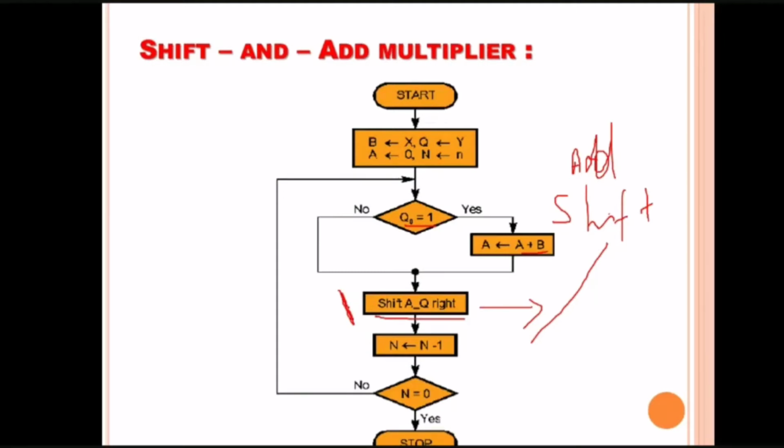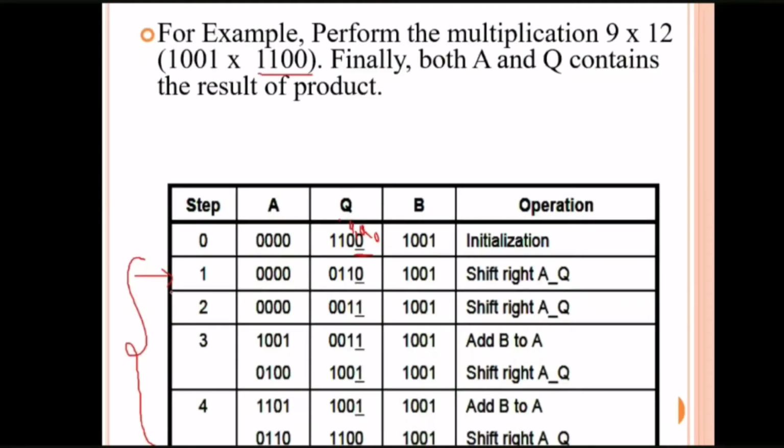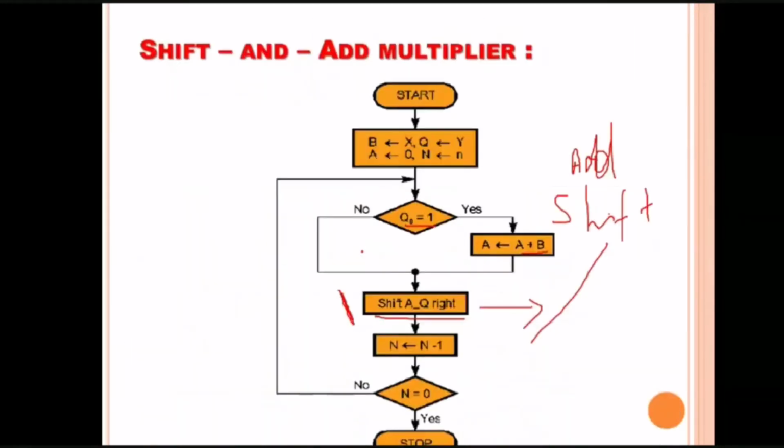Only one operation to be done. Okay, this is the procedure. If you remember this, nothing is there. Now first, you see in the initialization place, Q0 value is what? 0. So if Q0 value is 0, what we have to do? If Q0 value is 0, then we have to only shift A and Q to the right.